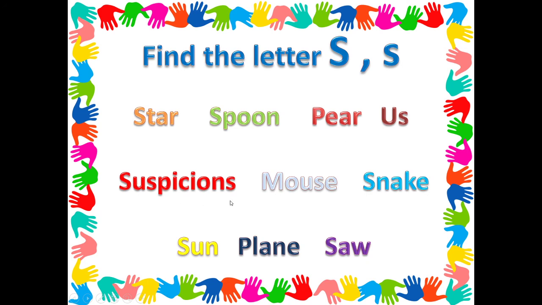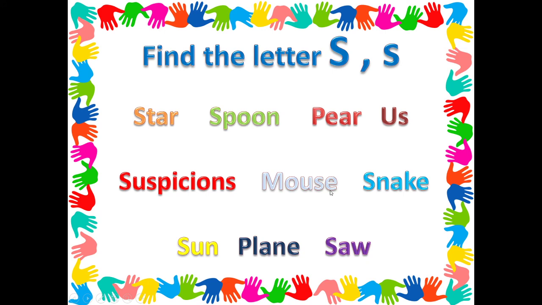Suspicions. Does it have the letter S? Yes, it does. It has 3 S's. Look, one S at the beginning of the word, S capital. The second S in the middle of the word, S small, and at the end of the word there is a small S. S small, right? Suspicions.